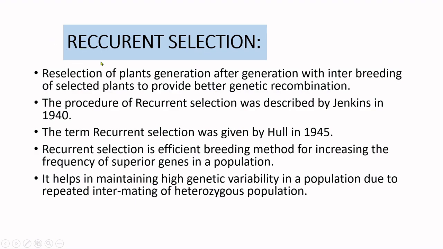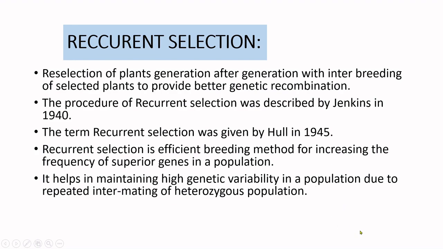Coming to the population improvement method, recurrent selection. This comes under the intrapopulation method. Recurrent selection is basically the reselection of generation after intermating. This is a very simple ideology where intermating is done and reselection in the next generation, or it can be done once.